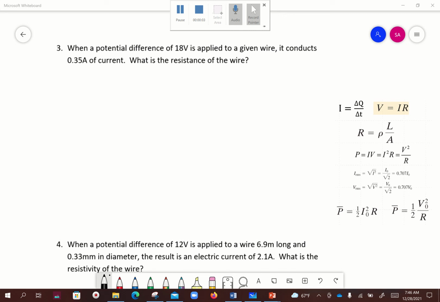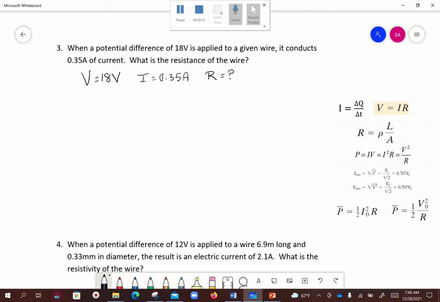Okay, so the next two questions, we're going to move down to some other equations. So now we have when a potential difference, a voltage of 18 volts, so V equals 18 volts, is applied to a given wire, it conducts 0.35 amps of current. So current I equals 0.35 amps. What is the resistance of the wire? So I want to find R.